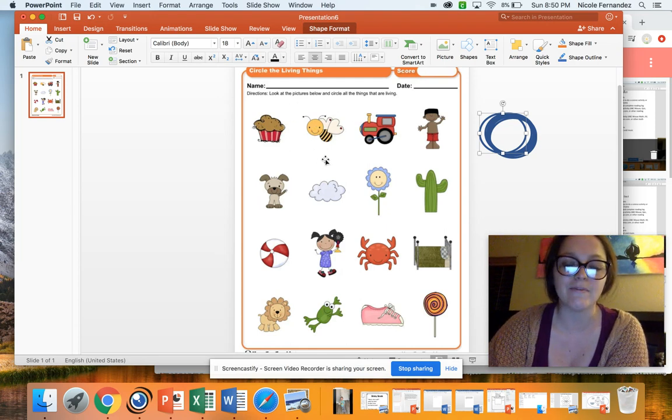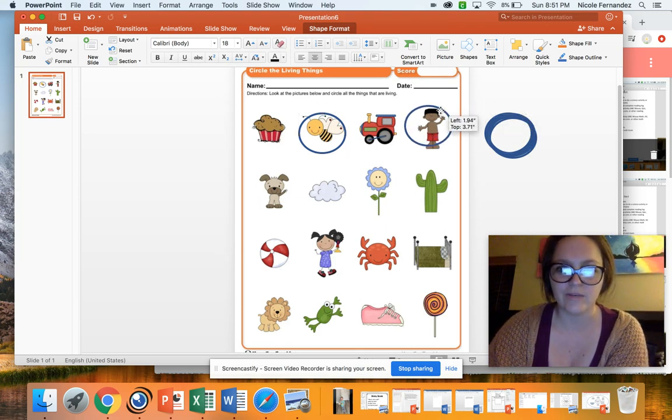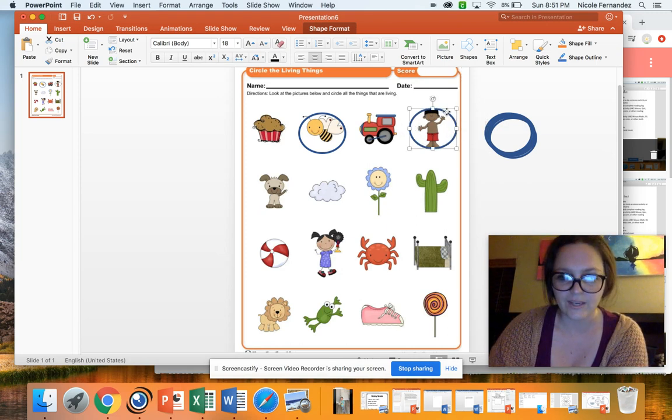Okay. Right here we have a bee. A bee is a type of insect, which means it belongs to the animal kingdom. So it breathes, it grows, it reproduces, and it does all the amazing things that a living thing does. Our next picture here is of a train. A train does not grow and it does not breathe, so this would not be a living thing. Here we have a picture of a human, and we all know that humans, we are living, breathing things. We are amazing people, and we are living.